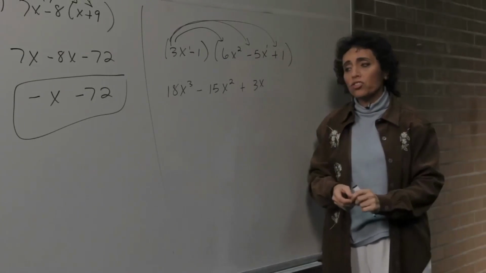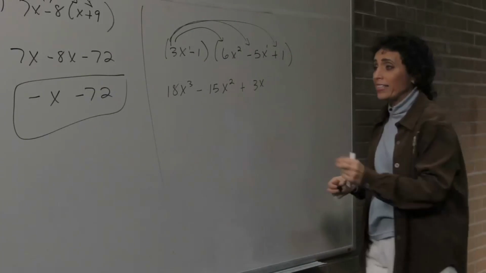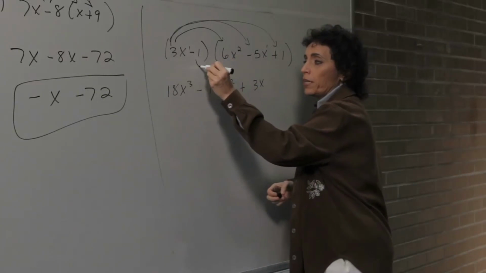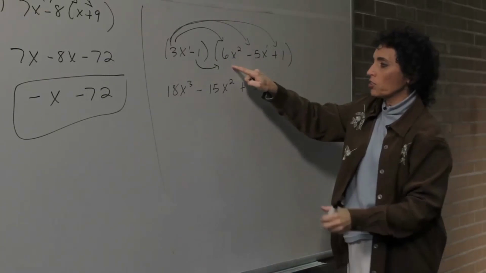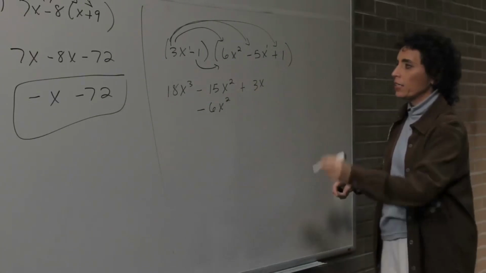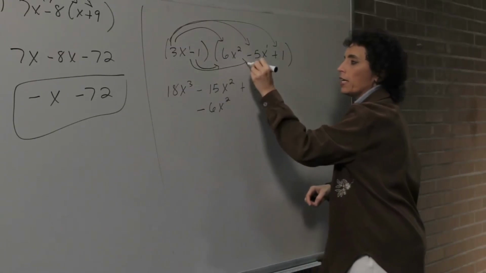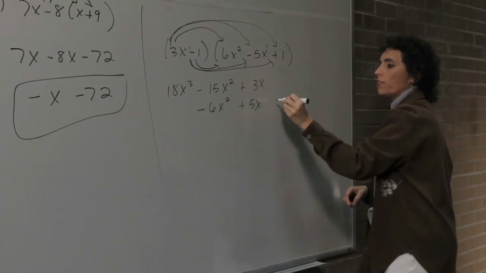This is up to you. This is just something you might want to do. This could get very long across the board. So what I tend to do is when I start distributing the next one, I put everything under their like terms. So negative 1 times 6x squared is negative 6x squared. Kind of makes it nice and neat. A negative times a negative is a positive 5x. A negative times a positive is a negative 1.